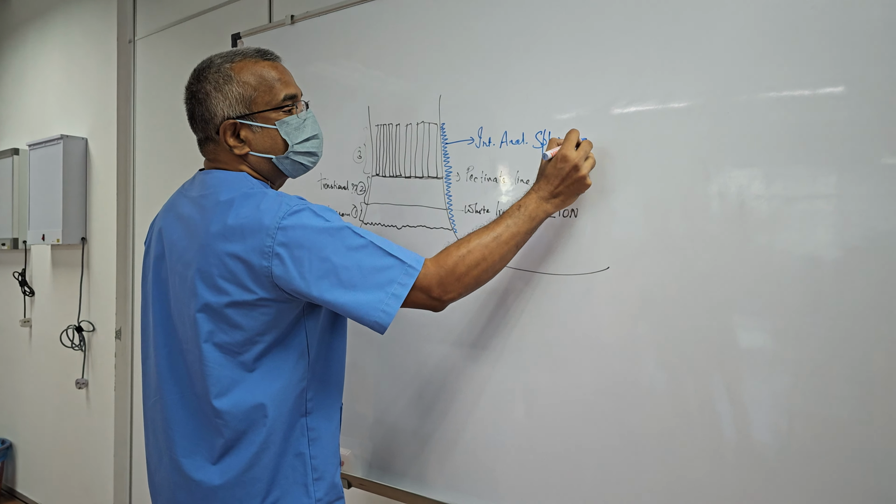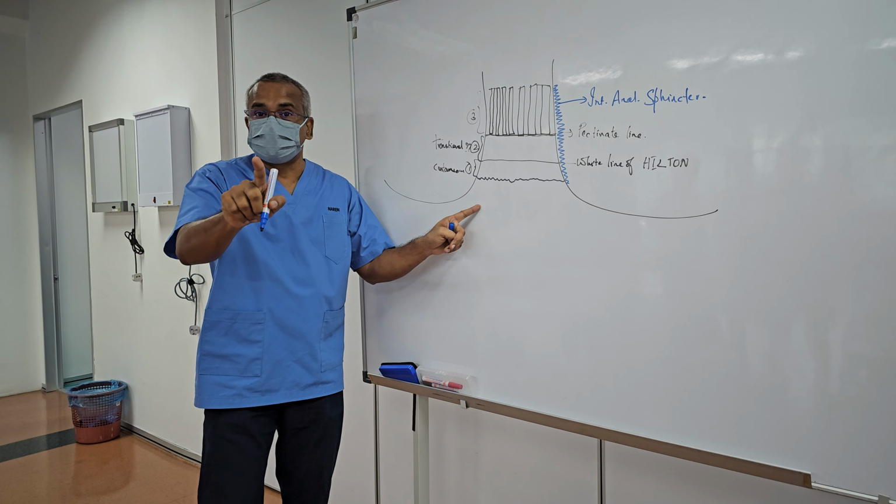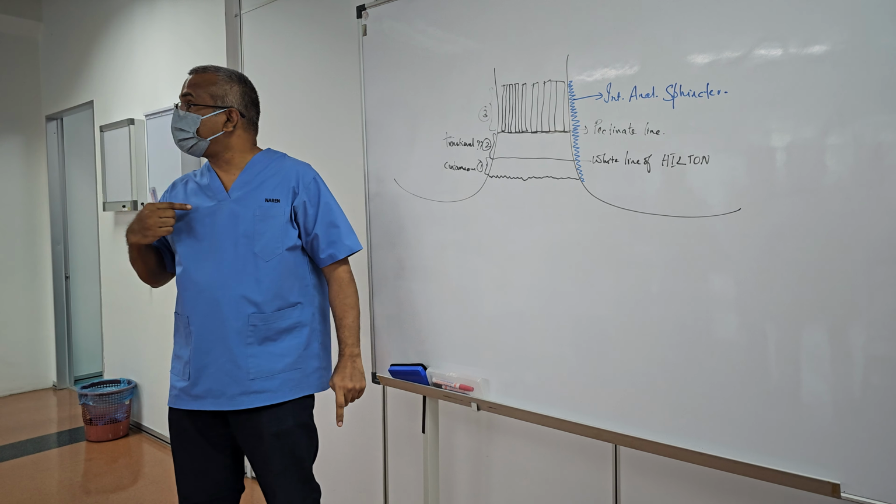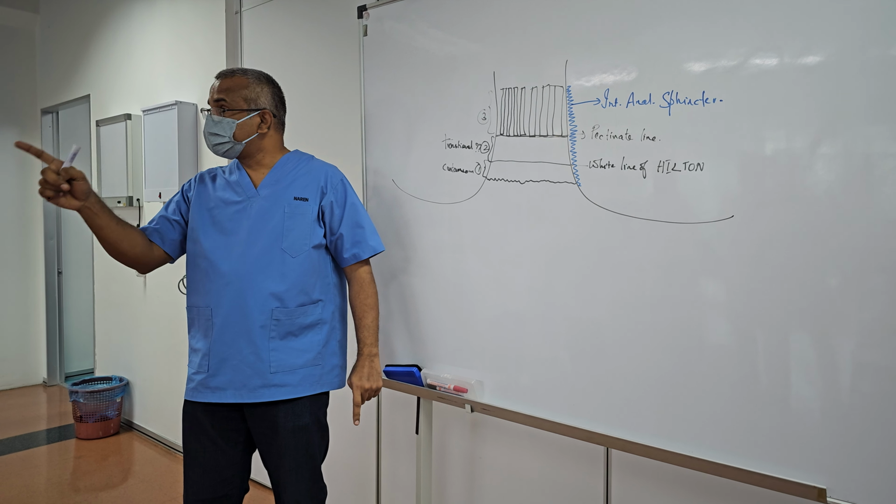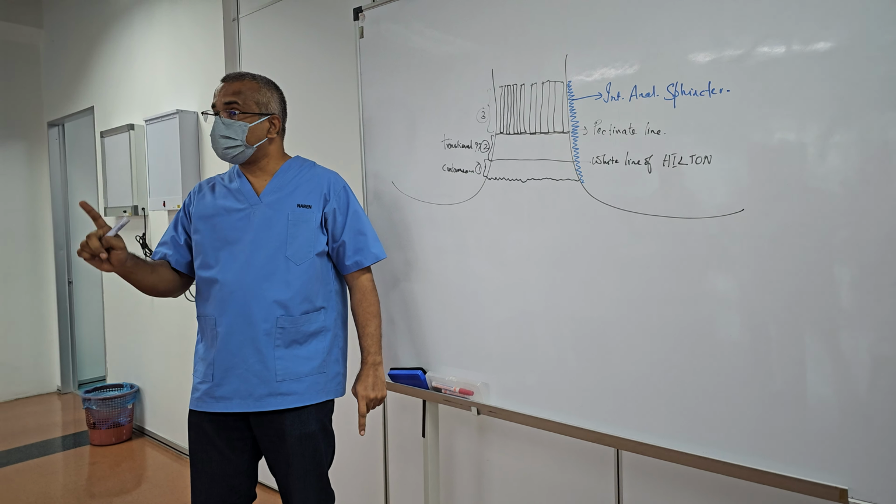The inner circular layer continues downwards all along the length of the anal canal to form the internal anal sphincter. It is a smooth muscle, not under your control. Point number one. If there is an internal anal sphincter, there should be something called the external anal sphincter.